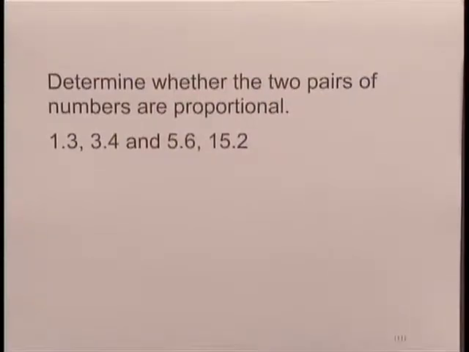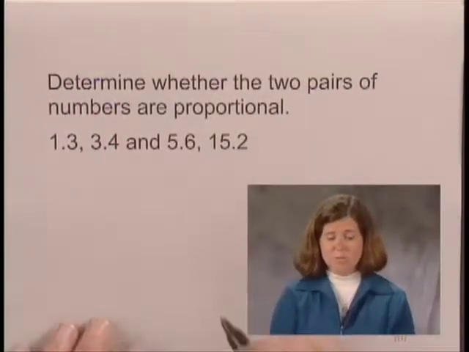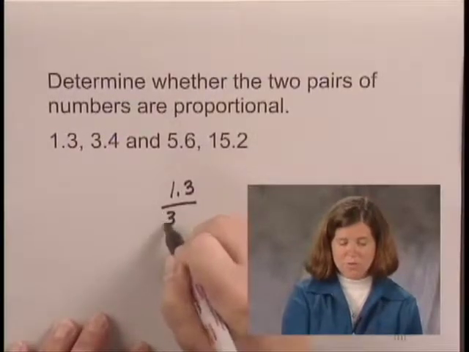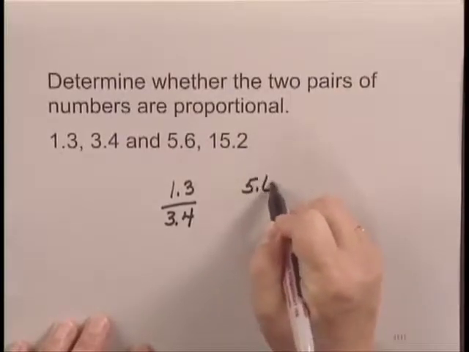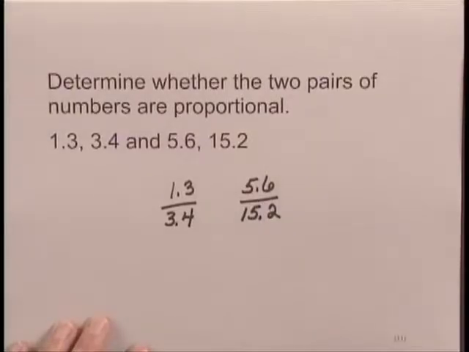In this exercise, we'll determine whether the pair of numbers 1.3, 3.4, and the pair of numbers 5.6, 15.2 are proportional. In order for these pairs of numbers to be proportional, the ratio of 1.3 to 3.4 must be the same as the ratio of 5.6 to 15.2. We'll check to see if those ratios are the same by calculating cross products.